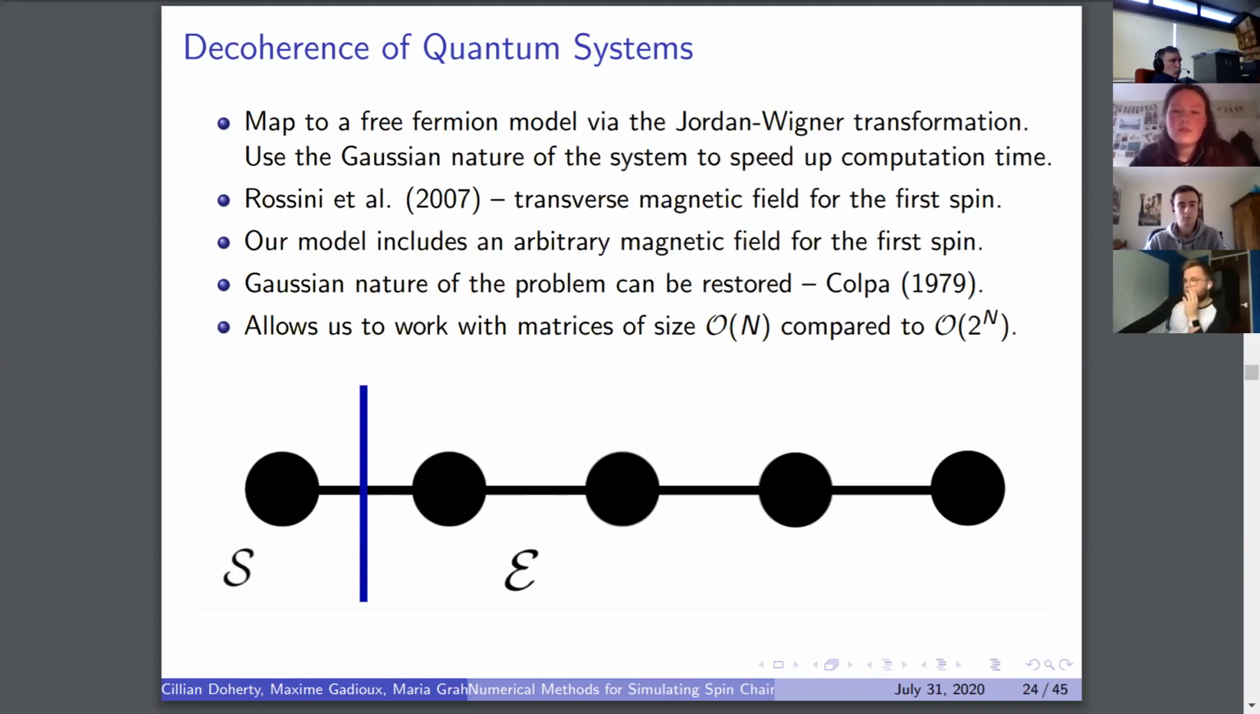So for the next few minutes, I'm going to talk about how we map this spin chain to first a fermionic system and then a Gaussian system. And then Maxime will talk about the results we got using this setup.